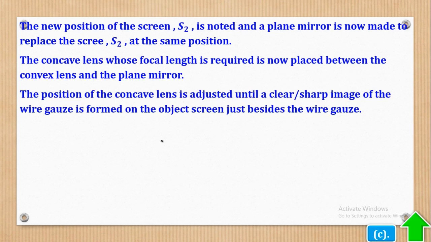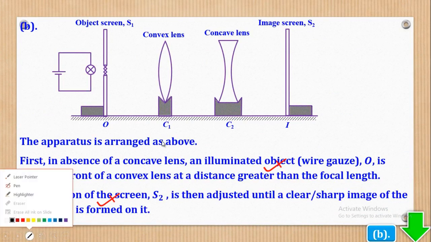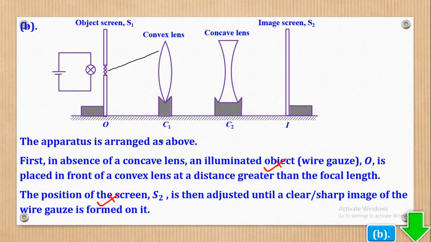So if you look at this setup, when you replace this with a plane mirror, it implies that when light is incident normally, remember it will come like this, then like this. So here it will be incident normally, meaning that it is reflected back along the same path to form an image just besides the object of the wire gauze.